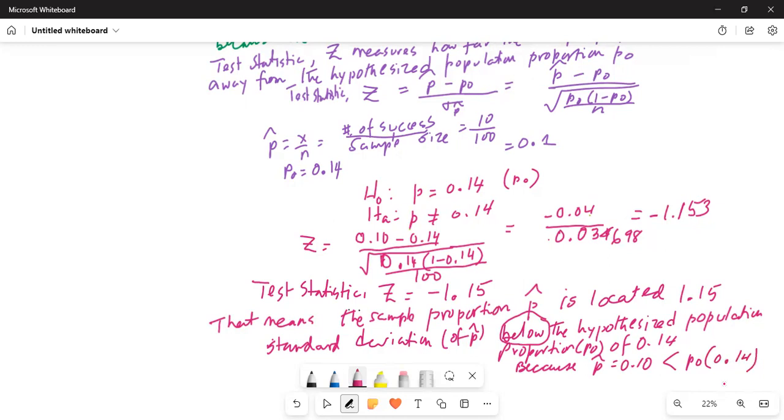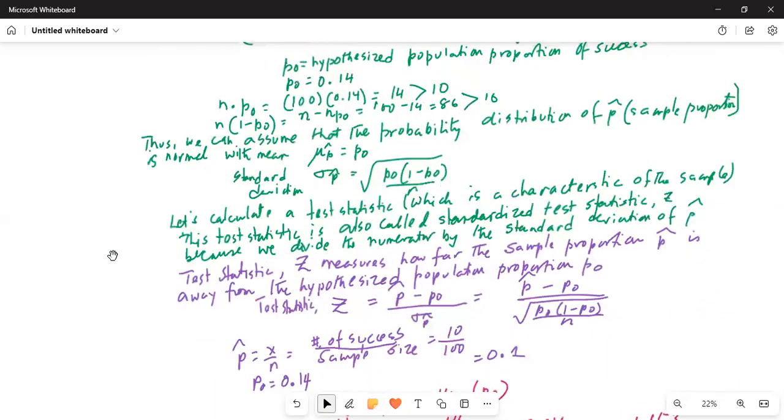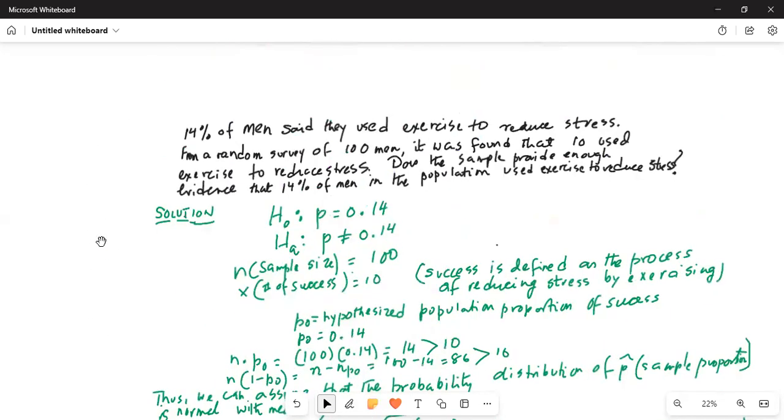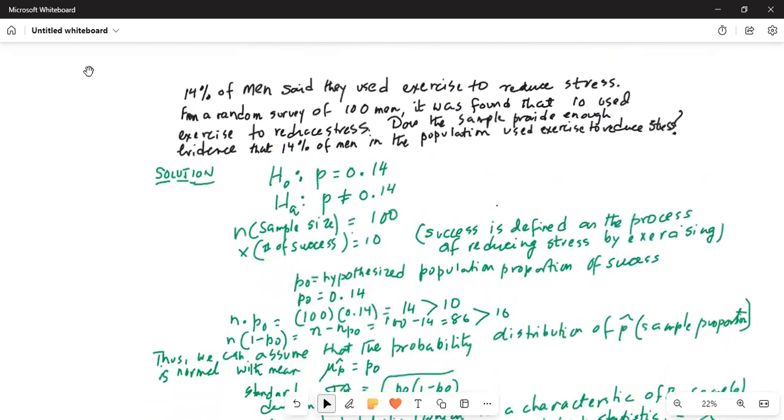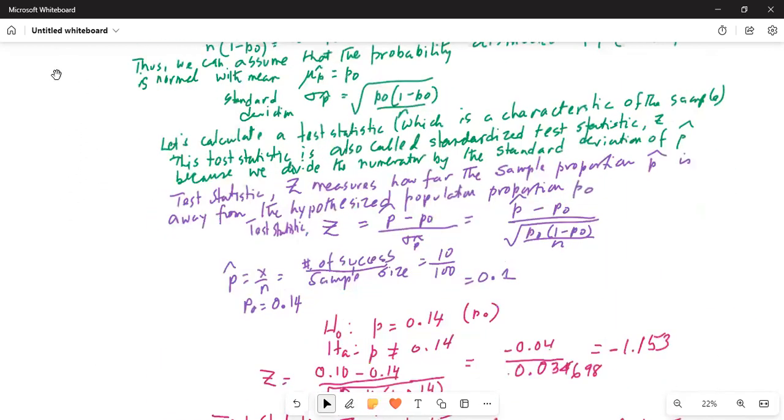But is it large enough to reject the null hypothesis? Let's take a look at the problem statement and see if they provided us with the level of significance. Okay, they have not provided us with a level of significance.